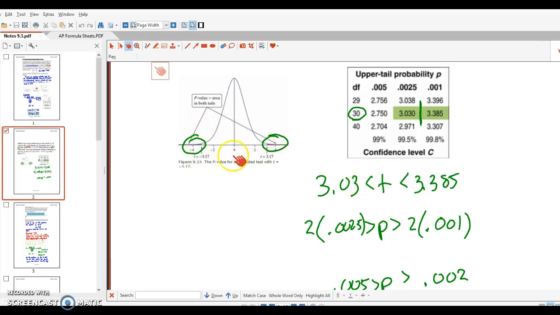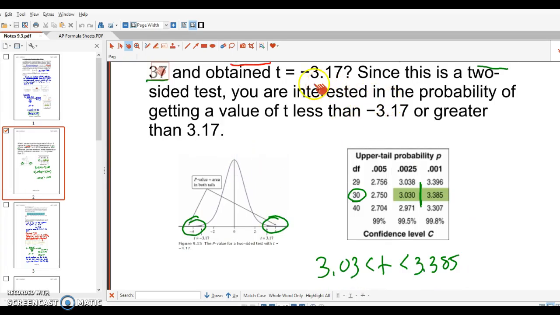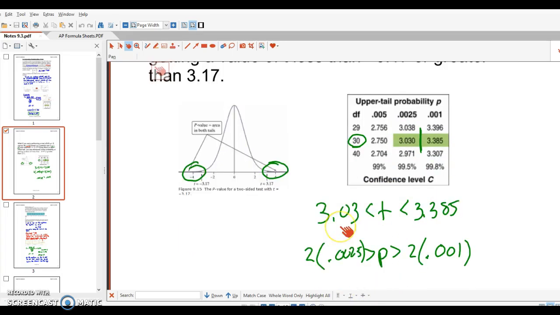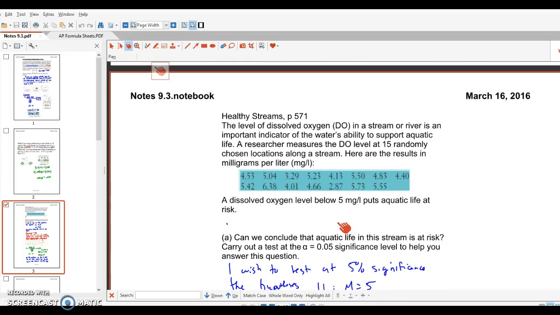If you get a negative value, so for instance, if I'd gotten negative 3.17 or negative anything, it's not that hard to figure out, basically you just look at the positive version. So you're looking at the absolute value of t on the chart. So if I'd gotten negative 3.17, I'm actually going to look for positive 3.17 here. So I probably should have had absolute value bars around this t.